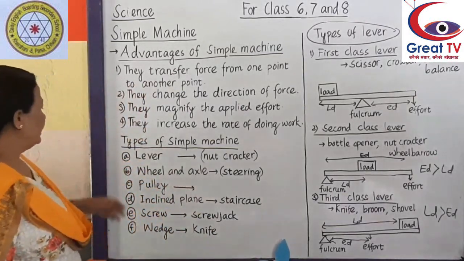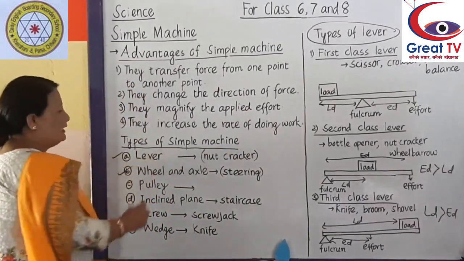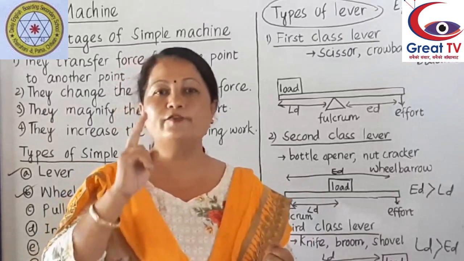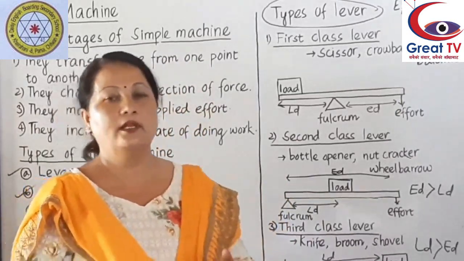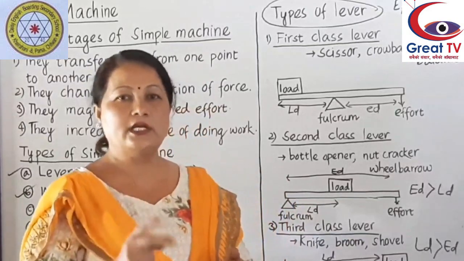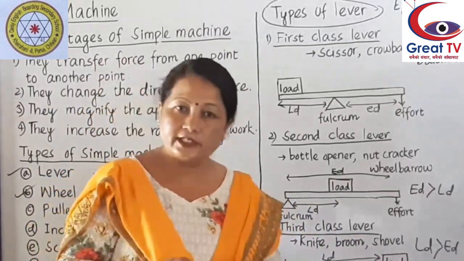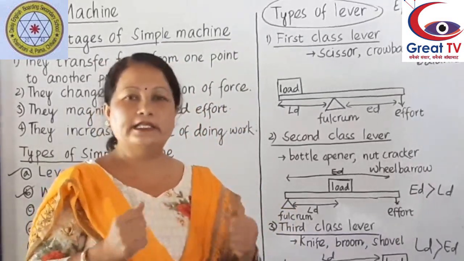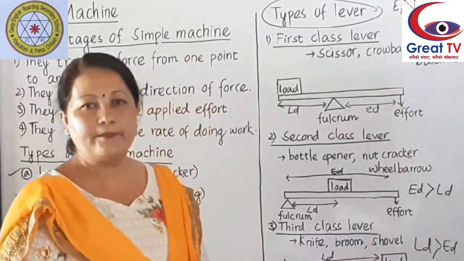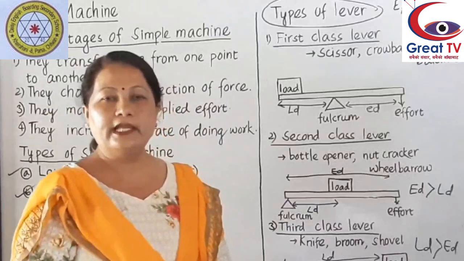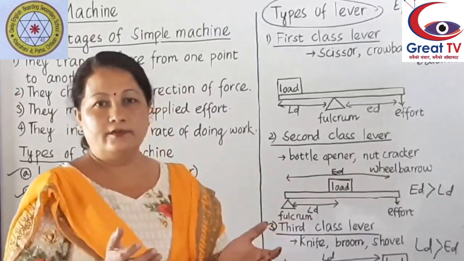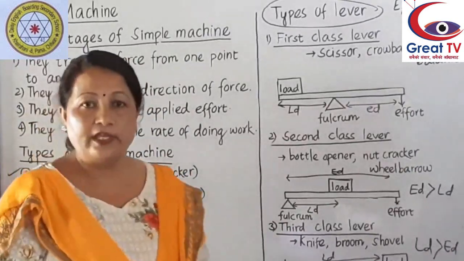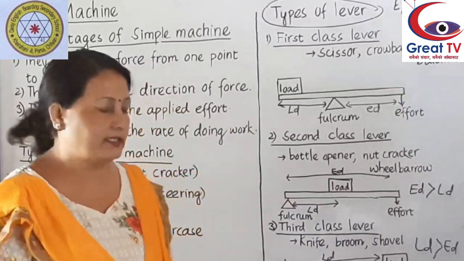Now, our next simple machine is wheel and axle. Have you seen steering of vehicles? It is made up of two cylinders of different diameter. The smaller cylinder is called axle and the bigger cylinder is called wheel. They are mounted to spin together. While the axle moves, the wheel also moves. Examples of wheel and axle are steering of vehicles, spanner, screwdriver, etc.